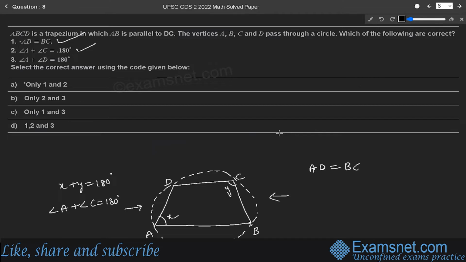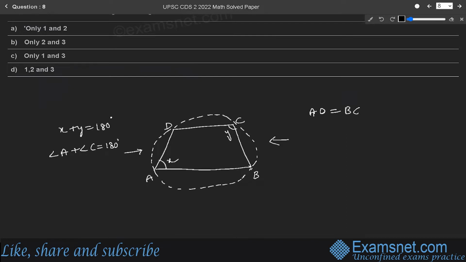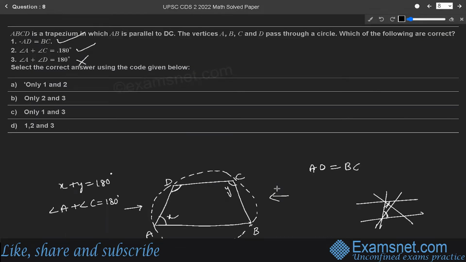Now let us talk about the third statement, which is angle A plus angle D is 180 degrees. You can see angle A is x and this is angle D. It cannot be equal to 180 degrees because it is a trapezium. If it were a parallelogram, then it would be possible, because in a parallelogram, there is a transversal and the sum of interior angles is 180, but it is not a parallelogram. It is a trapezium. It means that their sum cannot be equal to 180 degrees. So statement 3 is absolutely wrong. So for this question, only statements 1 and 2 are correct, which is option A here. I hope this question is clear to you.